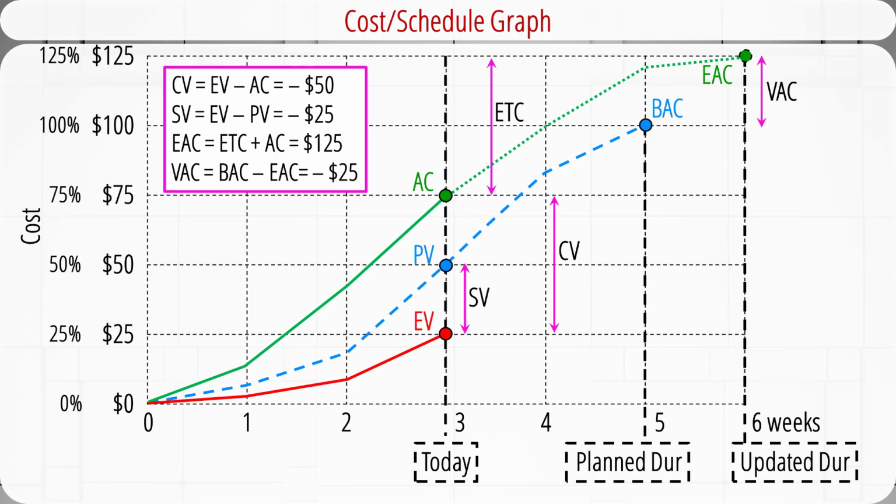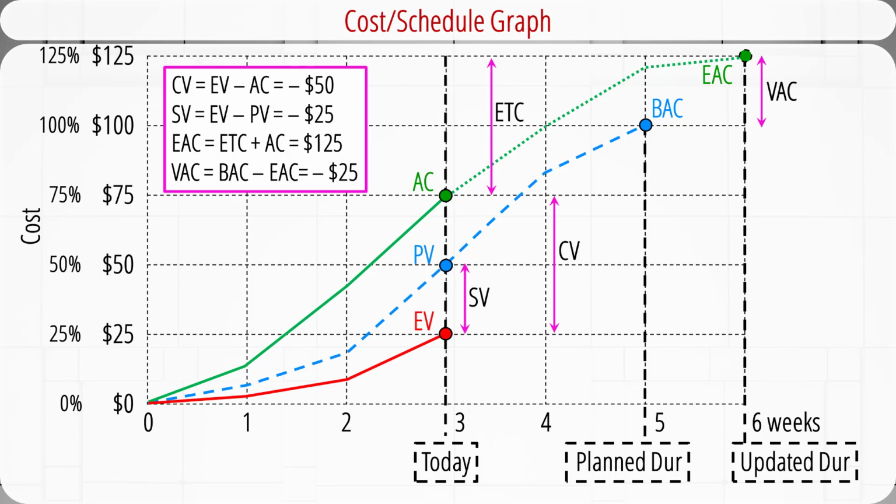At the end of week 3, which is today, the planned value, PV, represents the planned spending, which is $50. But the actual value, AC, which represents the observed actual spending, is $75. And the observed earned value, EV, with that actual spending is only $25.